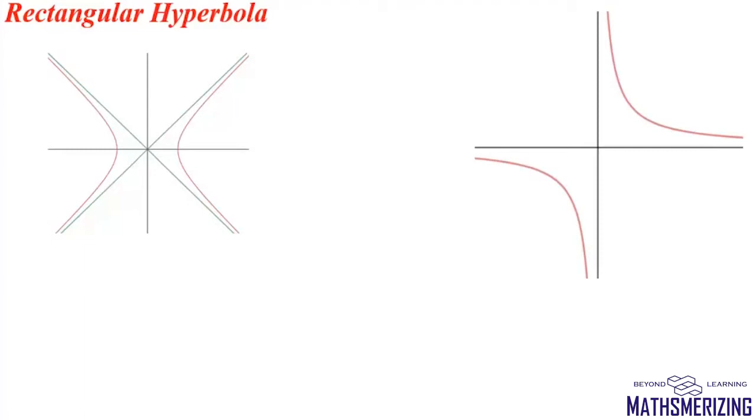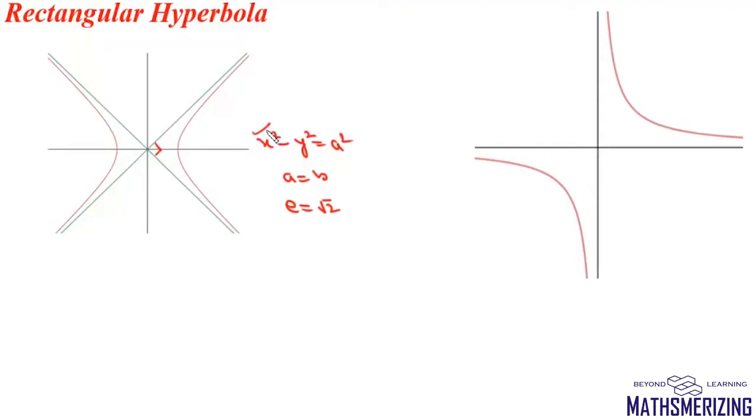In this video, we'll be discussing rectangular hyperbola. We have already studied rectangular hyperbola of the form x square minus y square equals a square. We already know that a is equal to b, eccentricity is root 2 and angle between asymptotes is 90 degrees.